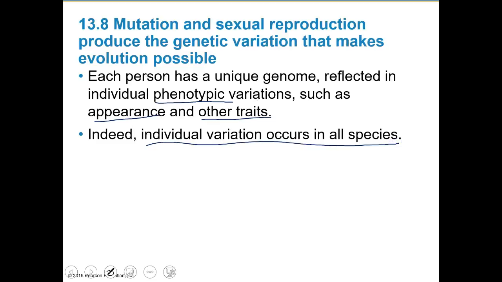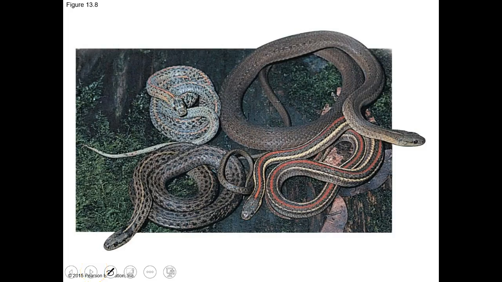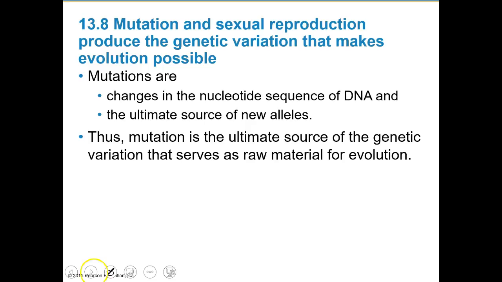Variation is in everything. Here are a group of snakes, and you can see some of the individual variation among the different snakes: different banding patterns, and the little blotches are different. Some things that go into this are mutations. Mutations in evolution are just changes in the nucleotide sequence of the DNA. That's our actual definition, just to keep it simple.